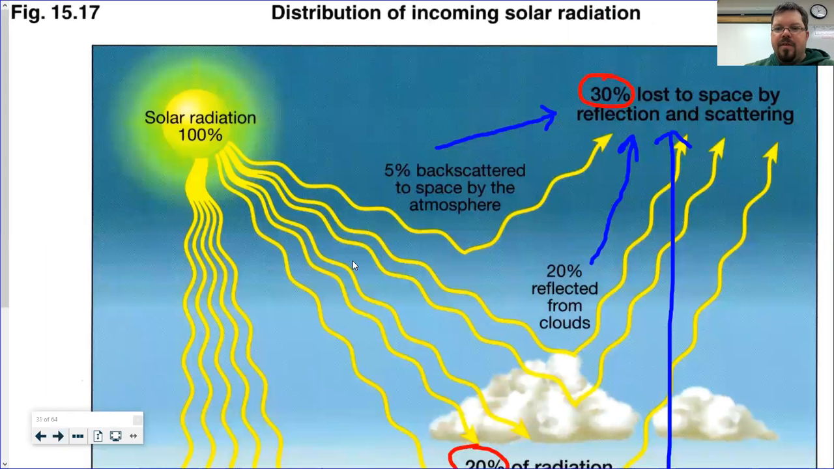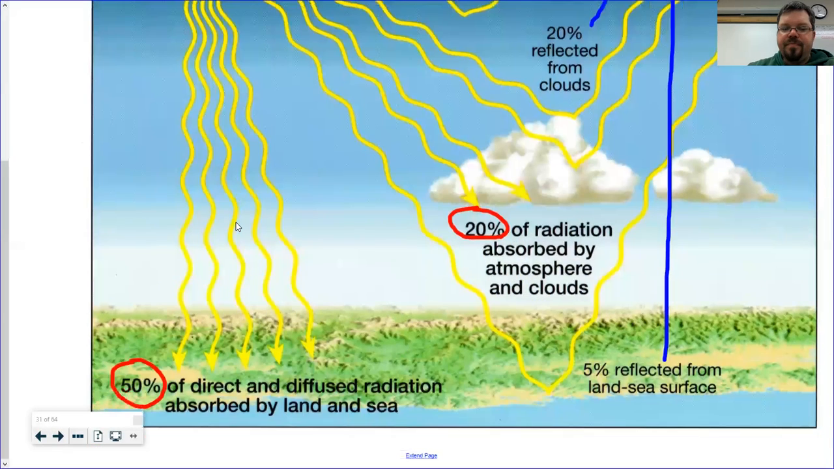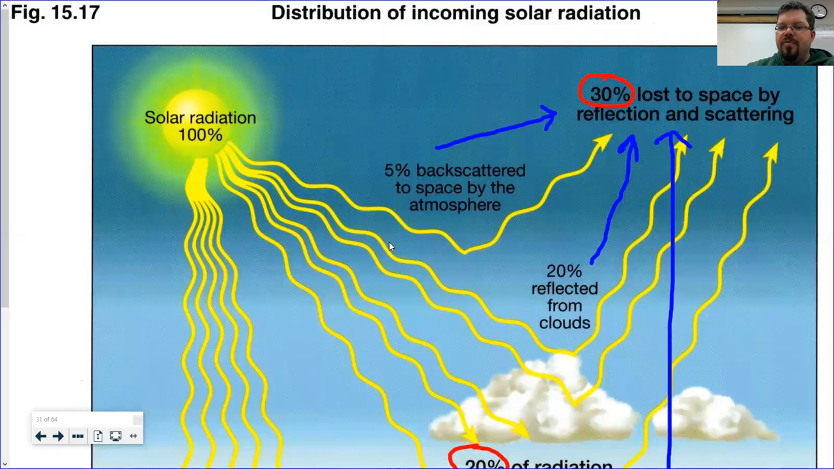So this next graphic just shows what we just said, to give you a visual. Again, thinking about solar radiation, a 100% allotment, what happens to it? So 50% of it, both direct and diffuse radiation, is absorbed by land and sea. So our planet's surface absorbs 50%. What happens to the other 50%?